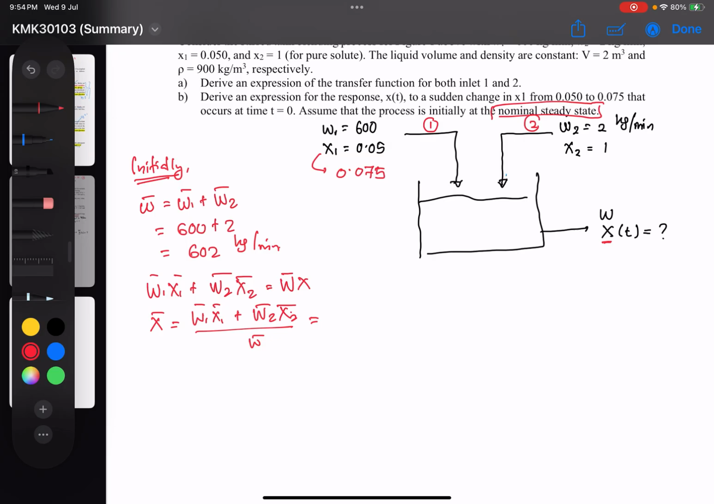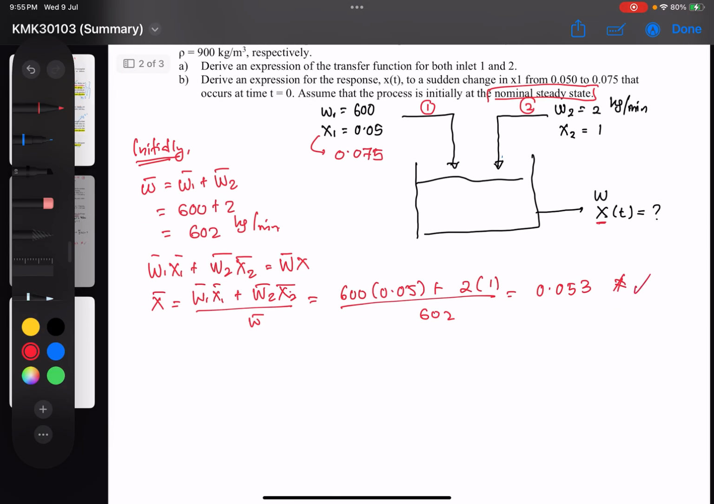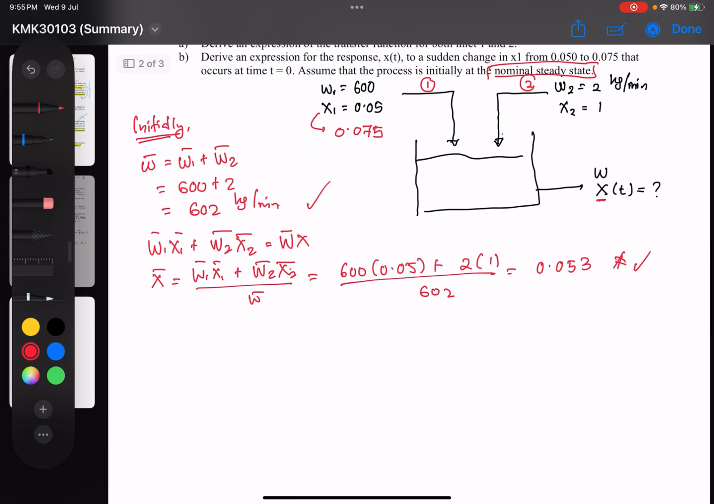So 600 multiplied by 0.05 plus 2 multiplied by 1, divided by 602. Then I get the value of x bar equals 0.053. This is the composition of component A at the steady state. I think this one should be straightforward. Everybody should be able to at least calculate this one.